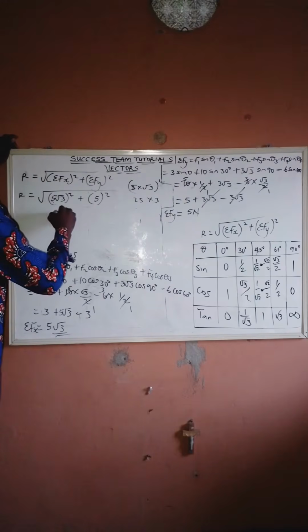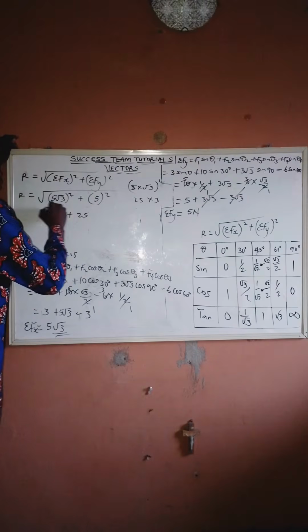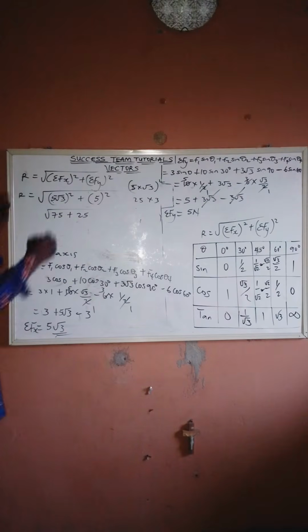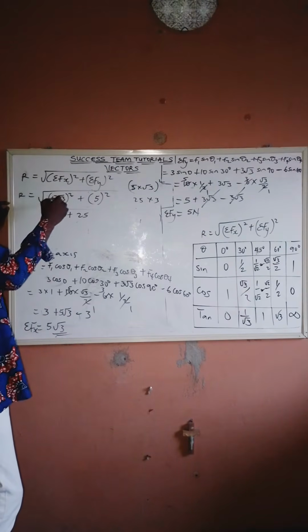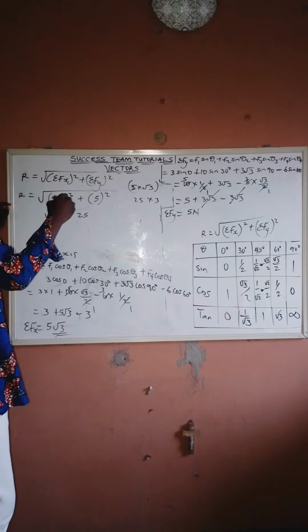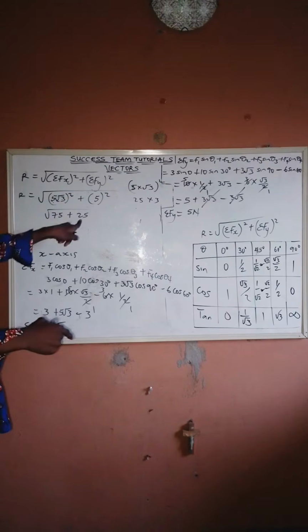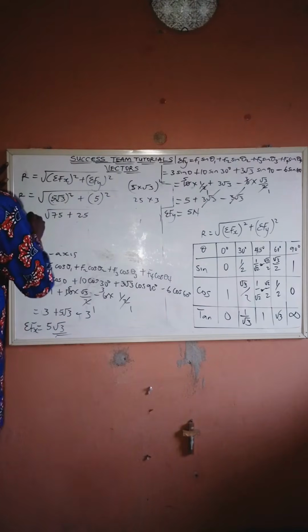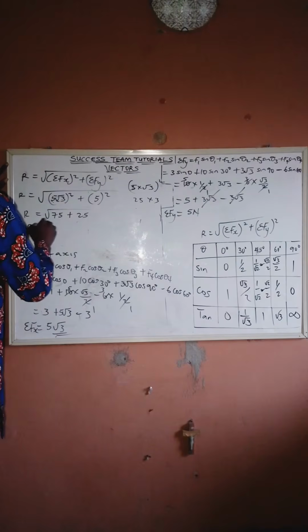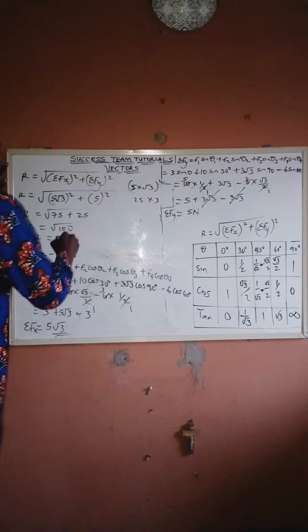So 25 times 3, that is 75. So I'm going to have 75 plus 5 squared is what? 25. So I'm going to have square root of 75 plus 25, which should be 100. So R is equal to square root of 100. So R is now going to equal 10 Newton.